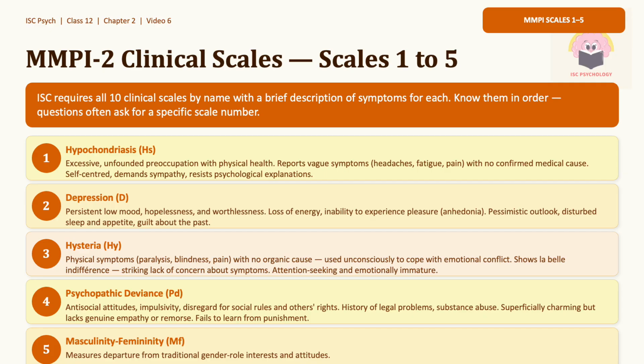Scale 2, Depression, denoted by D. This scale measures clinical depression, not just sadness, but a sustained state of low mood, reduced energy, and negative outlook. A person scoring high on this scale experiences persistent feelings of hopelessness, worthlessness, and sadness.